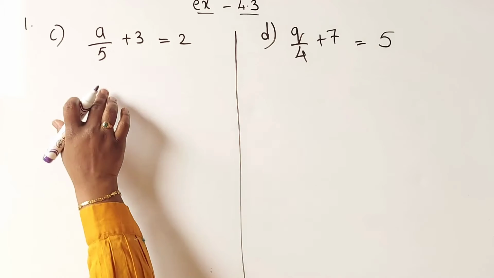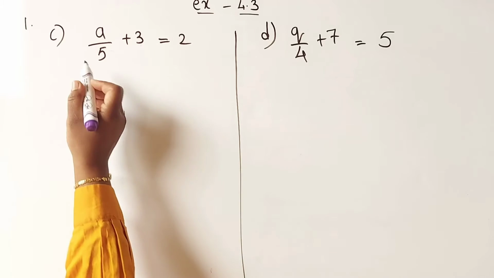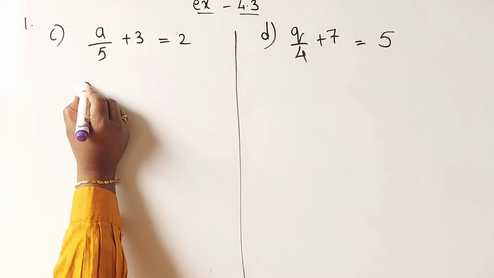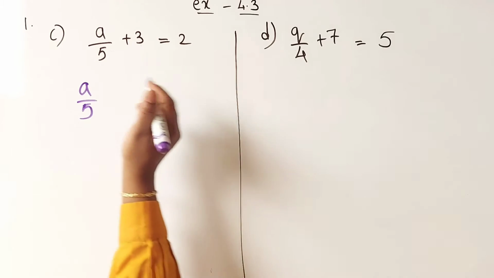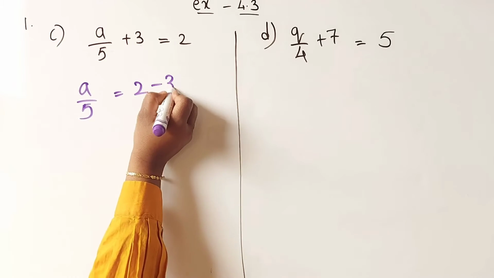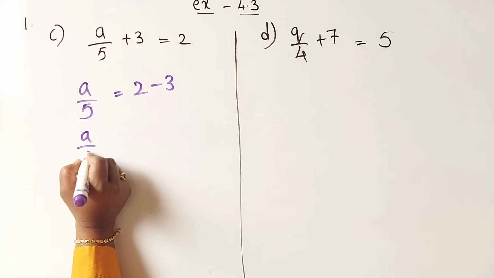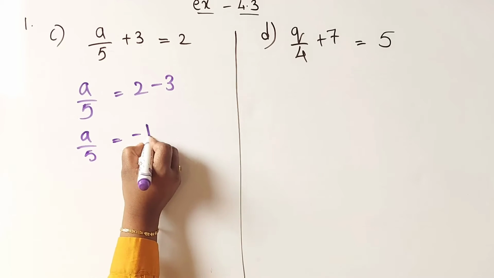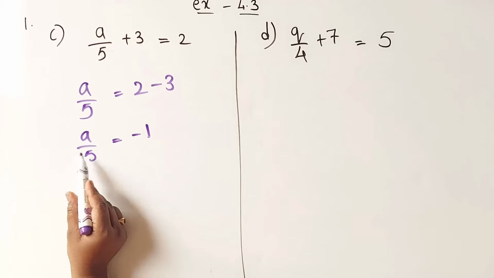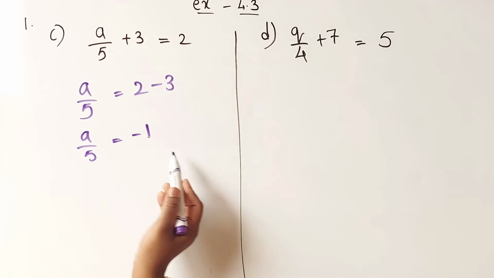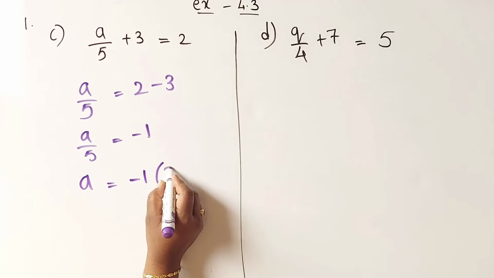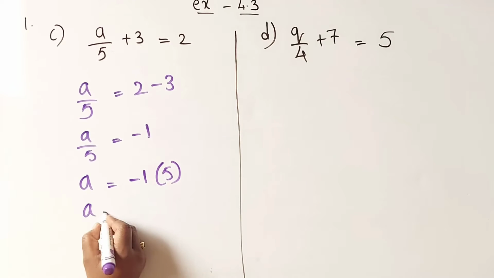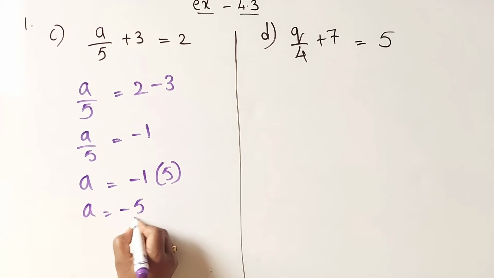Question C, a by 5 plus 3 equal to 2, children. Here we have to find out the a value. So let this part stay on the left hand side, send this 3 to the right hand side. It will be 2 minus 3. Right, children? a by 5 equal to 2 minus 3, which is minus 1. Correct? Here 5 is dividing. If you are sending it to the right hand side, it will multiply. So a value equal to minus 1 into 5. So a equal to minus 5.